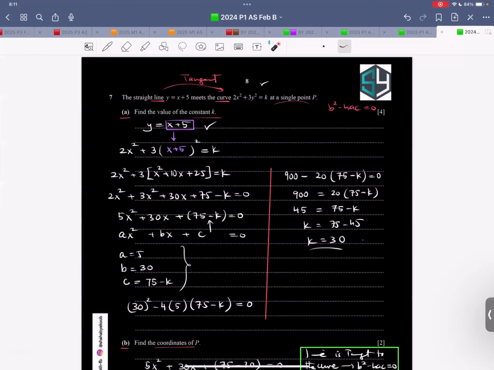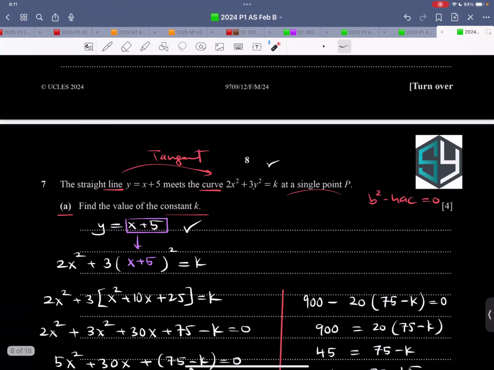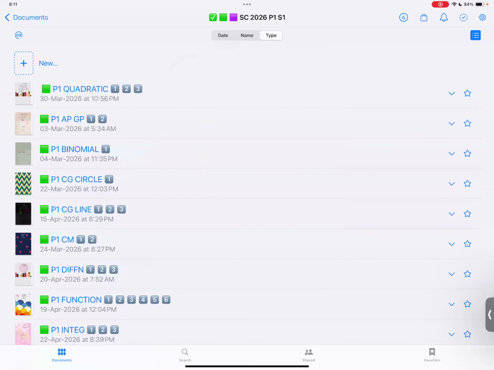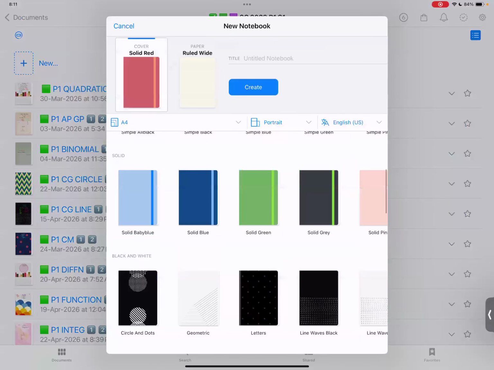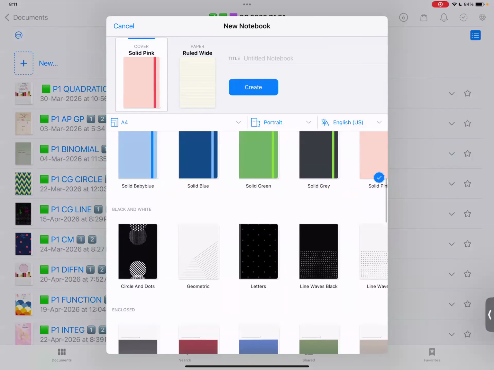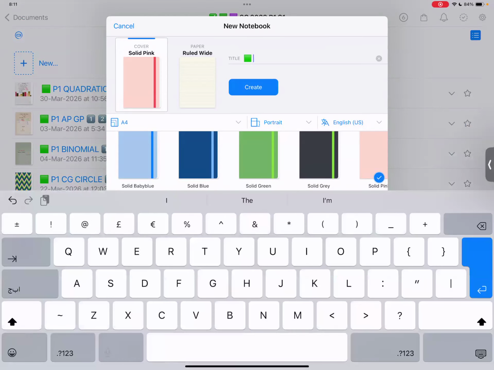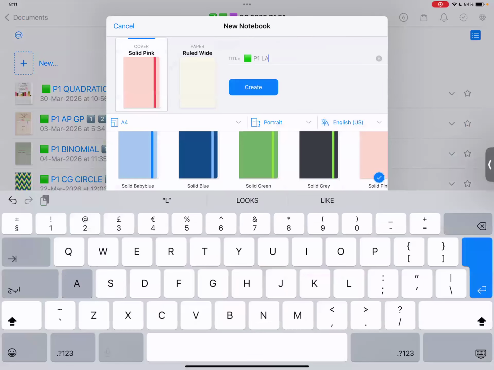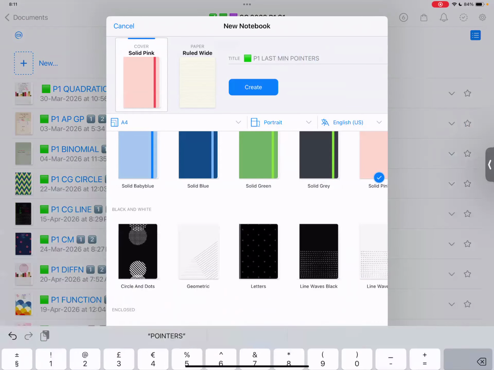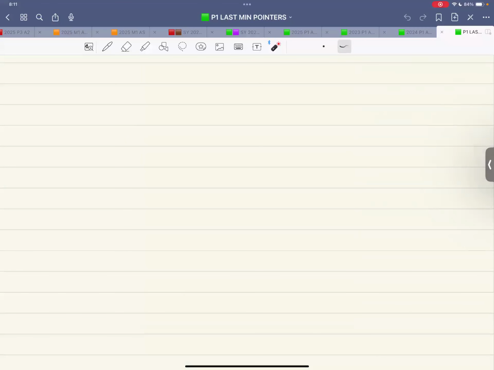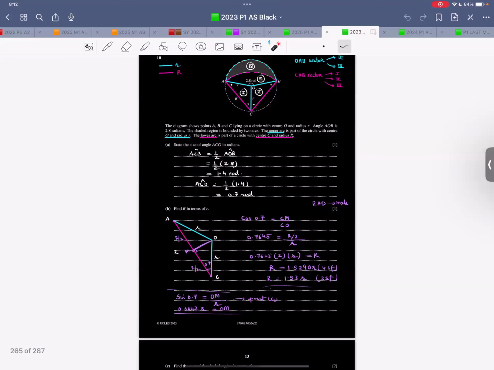And this one, quadratics. So let me do two more questions and then let me add a page over here. That is like a review page. So let me write over here. So this is P1, last minute pointers that we need. Let me just create this. Okay, let's increase this thing. Okay, so now where were we?